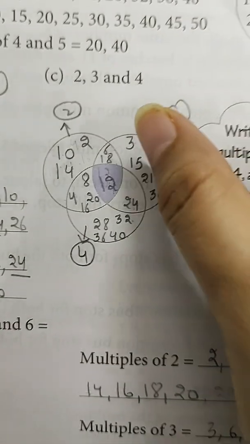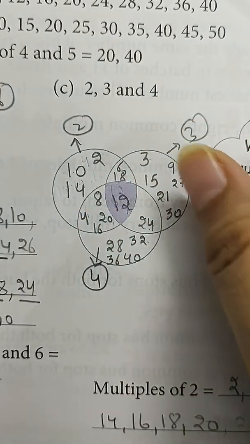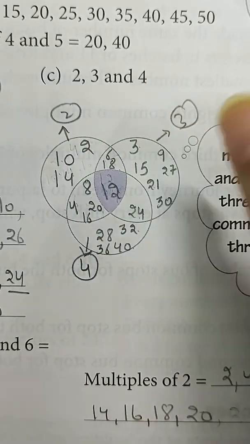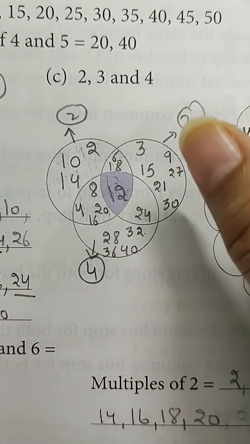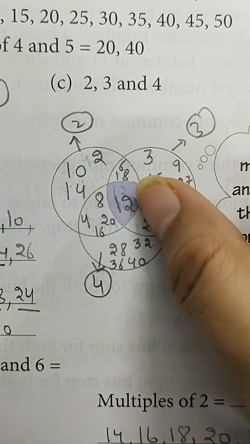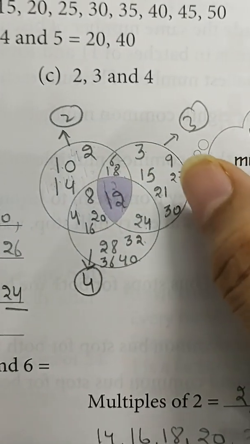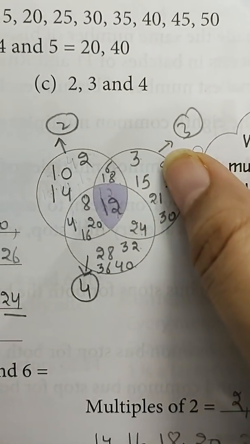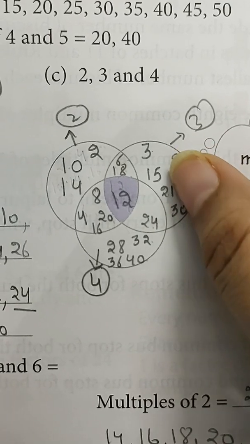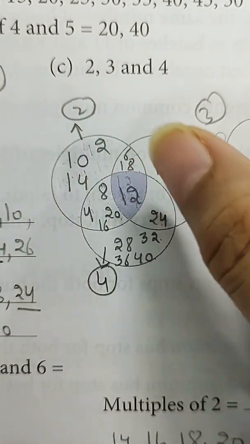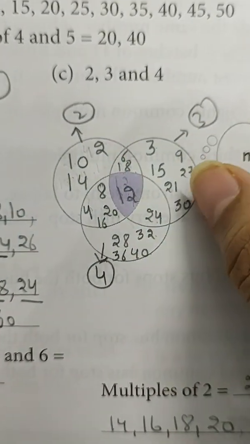Now the table of 3. 3 we have written here because it is not common. 6 is common between 2 and 3. Then 9 is not common. Then we have 12, which is common in all the numbers, so we have written it in the purple section. Then 15 is not common in any number, so we have written it here. 18 is common between 2 and 3, so we have written it here.